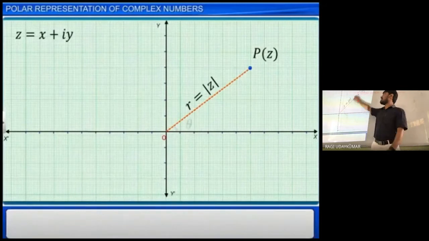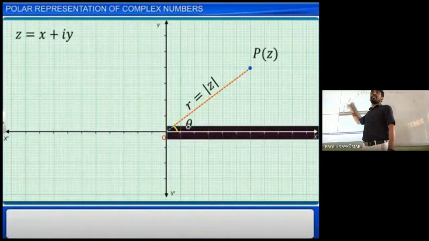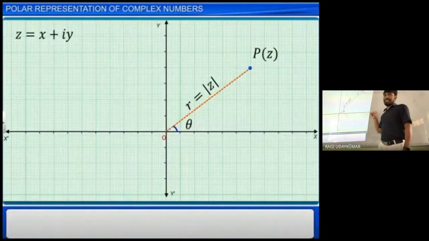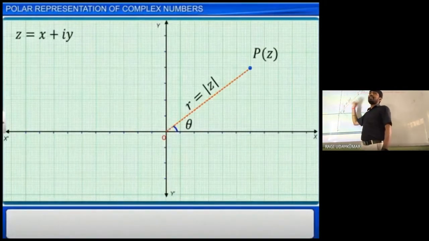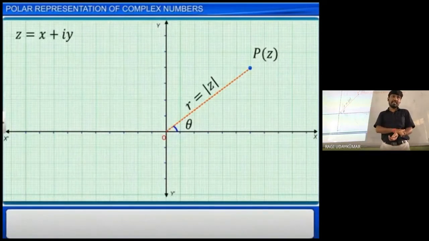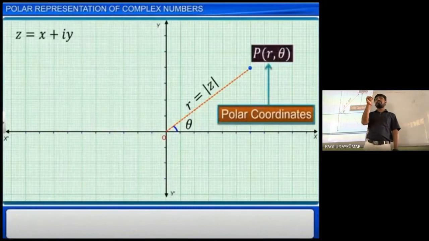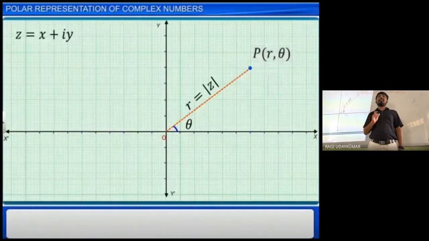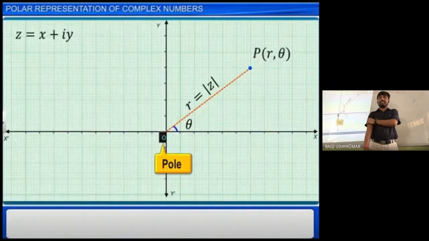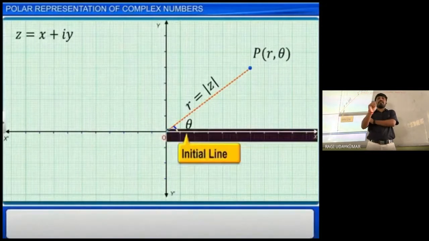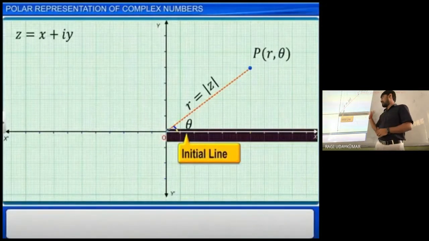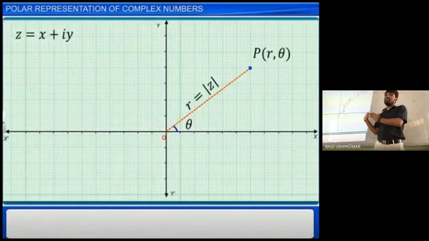So the distance is represented by r. And the angle this line makes with the real axis is represented by theta. So z has modulus |z|, this distance. And the point can be represented by (r, theta). That is called polar coordinates. We call this origin the pole, and the real axis is the initial line.